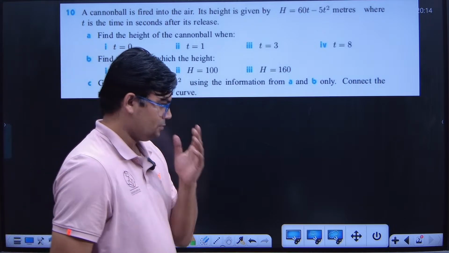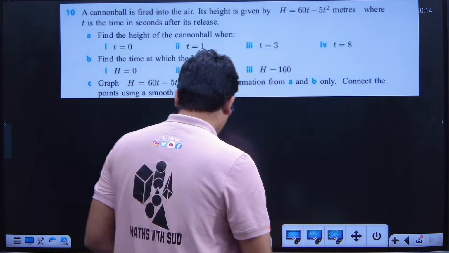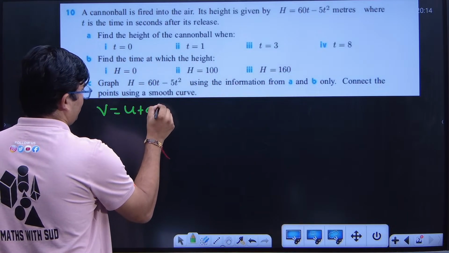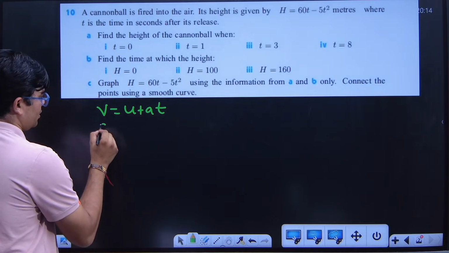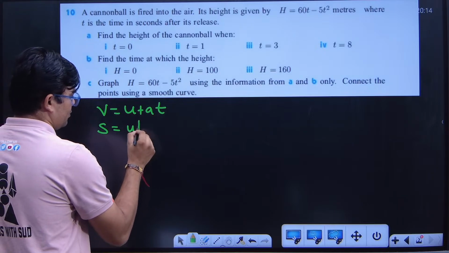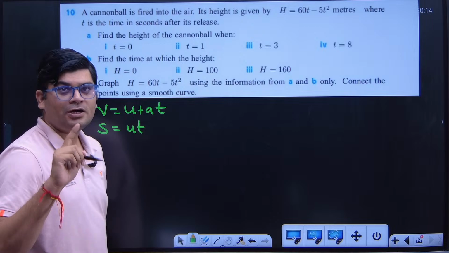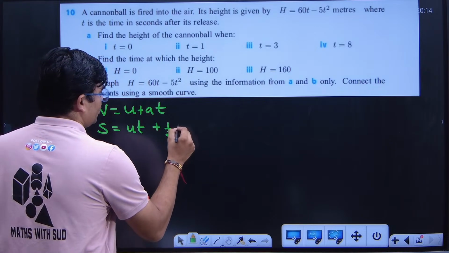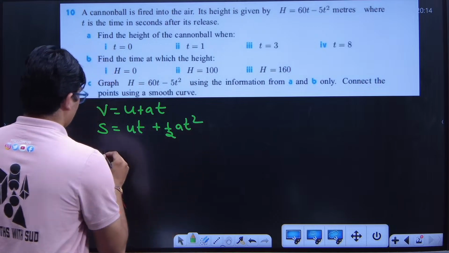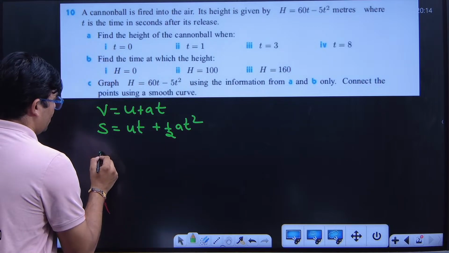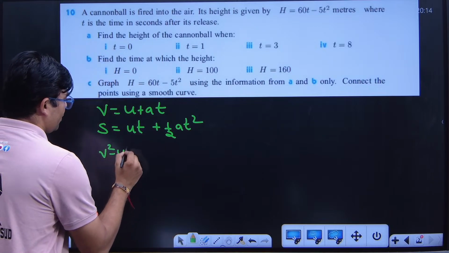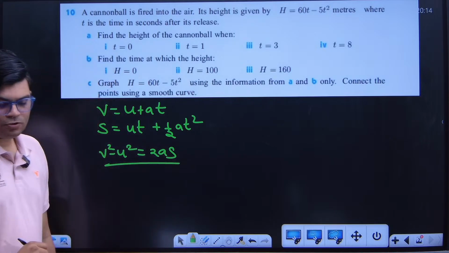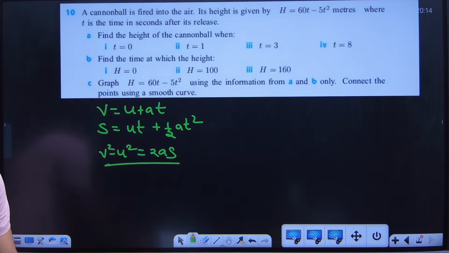V is equal to u plus at. Wonderful. That is the first equation of motion. What is the second equation? 2as is equal to v squared minus u squared. That is the third equation. Second is s is equal to ut plus half at squared. And then you will write v squared minus u squared is equal to 2as. Understood? Yes, sir. Okay.